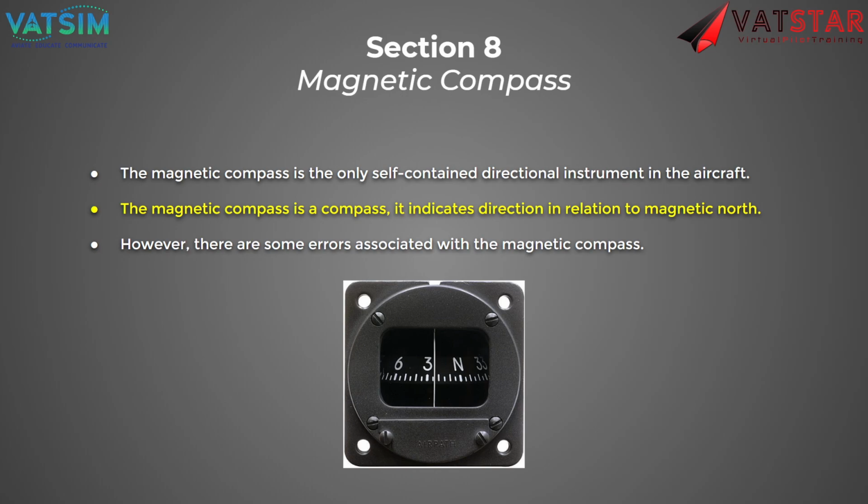The magnetic compass is literally just a compass, like one that you take out of your pocket and read to see which way is north. It indicates your direction in relation to magnetic north. Inside the compass, there's actually a magnet that always points north, and this little dial spins around that to indicate your heading. However, like everything else, there are errors associated with the magnetic compass, and this device actually has the most errors out of all of them because it's so old school.